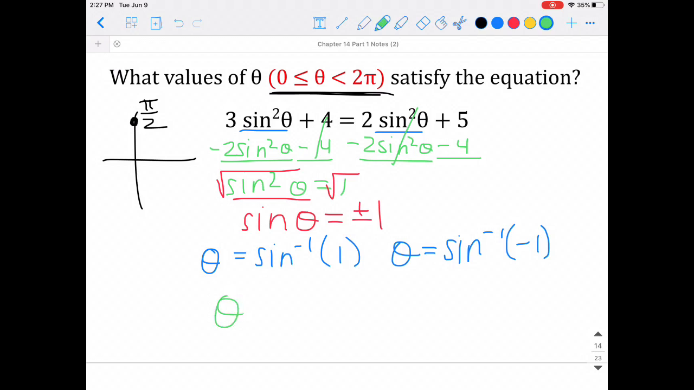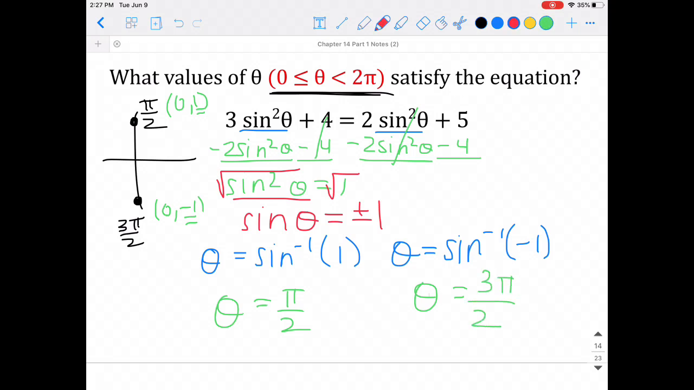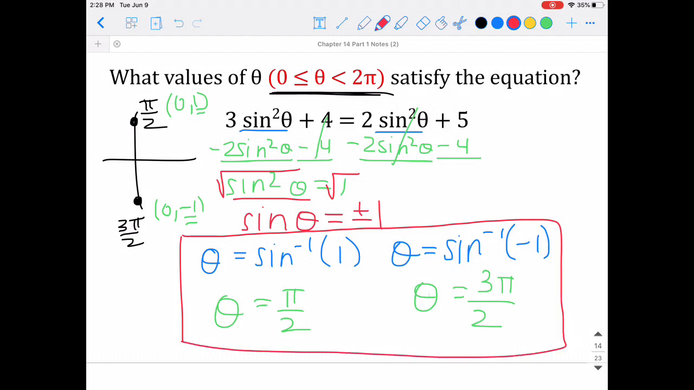So theta is going to equal pi over 2, because our coordinate up here is 0, 1, and sine represents the y value. When sine is negative 1, we are on the negative y-axis, and that's 3 pi over 2, because our coordinate here is 0, negative 1. So theta can also equal 3 pi over 2. So the values of theta that satisfy this equation are pi over 2 and 3 pi over 2. And to check, you can always plug these values back into your equation and make sure everything works out.